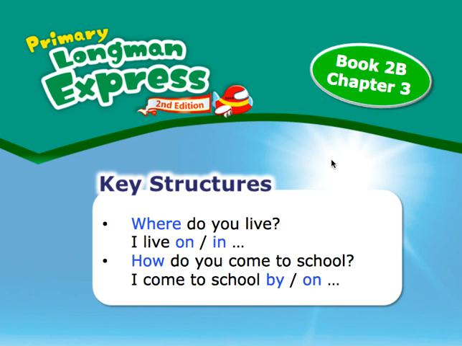In this chapter, we have two key structures to learn. The first one is where do you live? When you answer this question, you can say I live on or in. The second key structure is how do you come to school? When you answer this question, you can say I come to school by or on. So let's start the chapter.